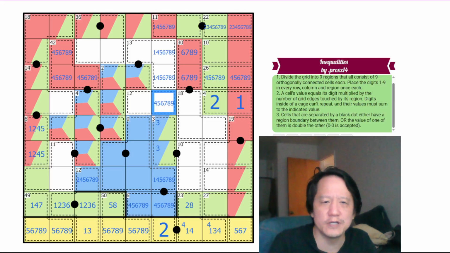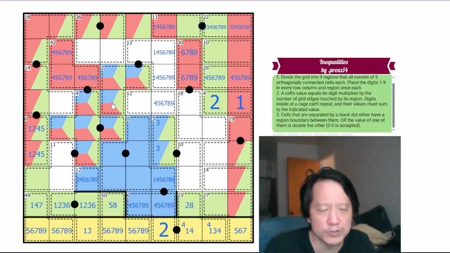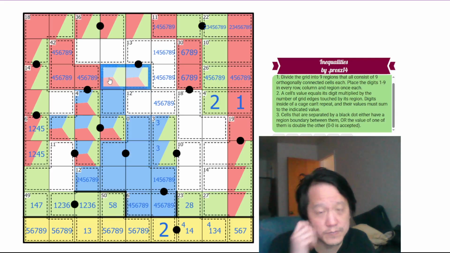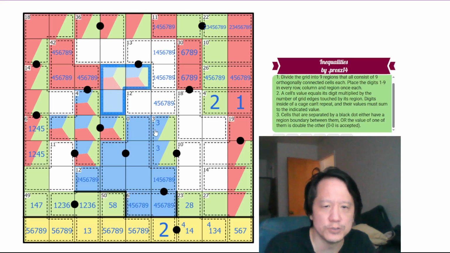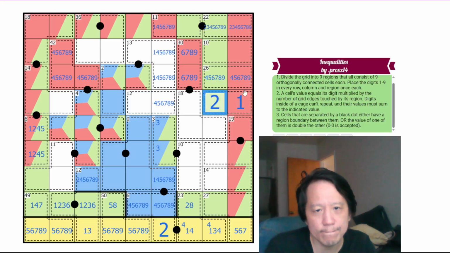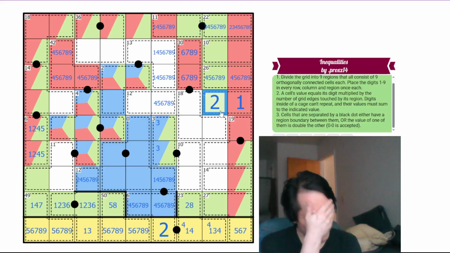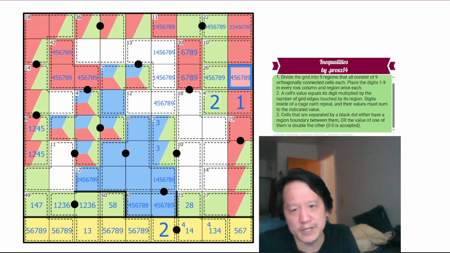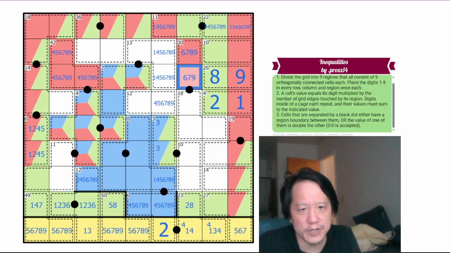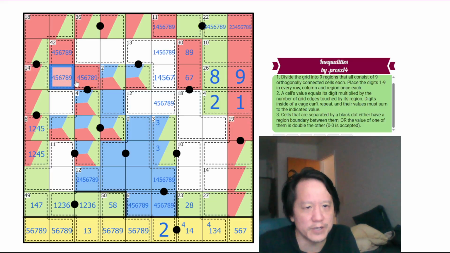So no 1 here. This can't be 1 or 2, so this has to be blue. So we have to have a 1 or 2 here to add up to 2. No 2 here. Okay, so how does this work? 26 with 1 doubled. 9 times 2 is 18 plus 8. So this would have to be 9 and 8. So no 8 or 9 here. This can't be 8 or 9. This can't be 6 or 7. No 8 and 9 here. No 8 or 9 here.